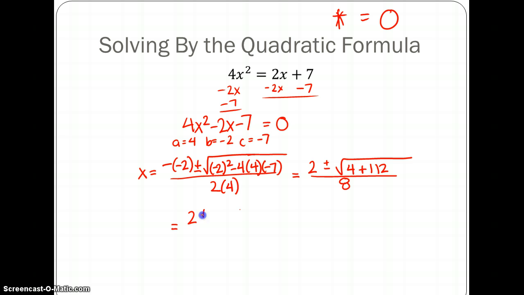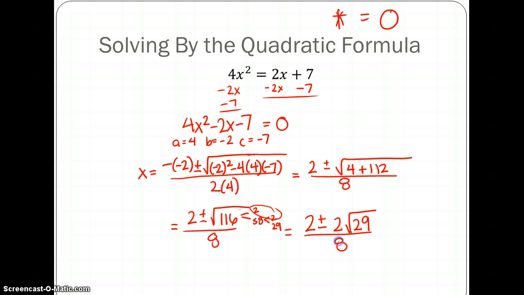Again, simplifying inside that square root, 2 plus or minus square root of 116 over 8. Now comes the point where we want to try and simplify that square root. So 116 factors would be 2 and 58, 2 and 29, and 29 can't be broken down anymore. So if we simplify the square root, it's 2 plus or minus still, and the square root simplified would be 2 root 29 over 8.